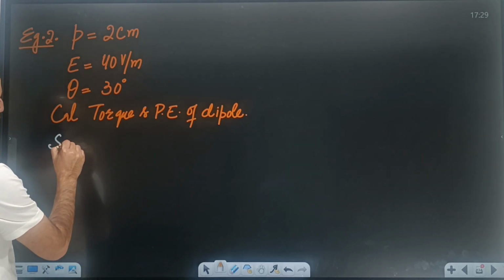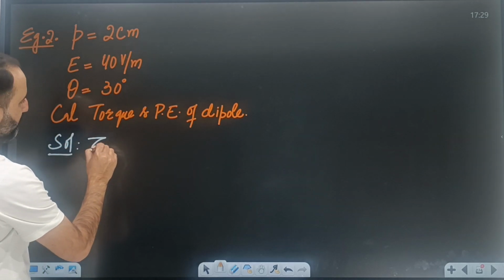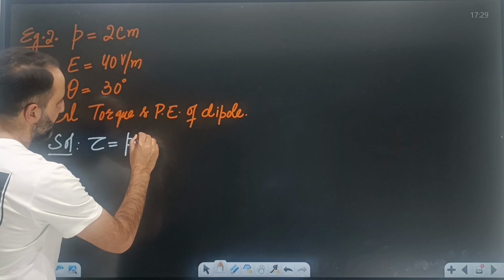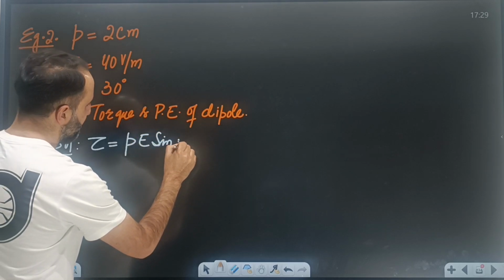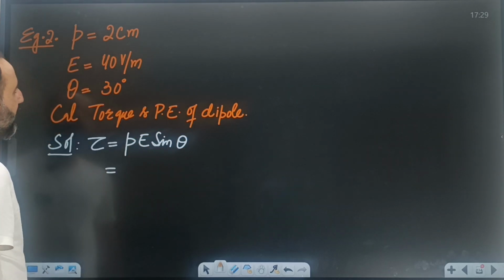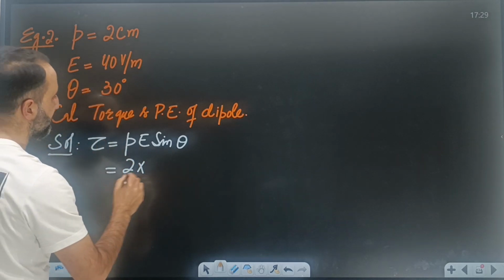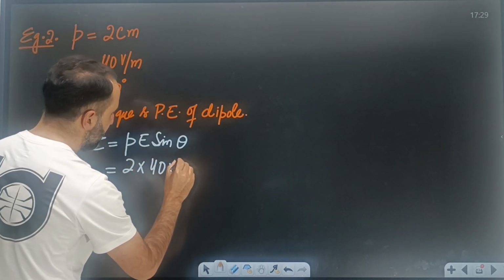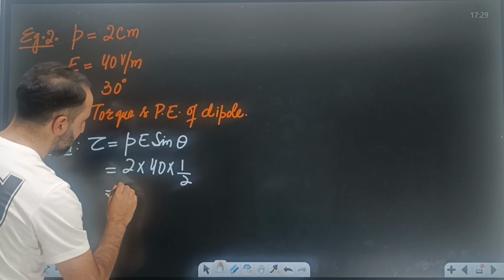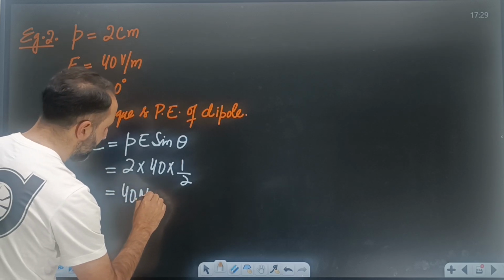हम बताइए बेटा टॉर्क किसके बराबर होता है? What's the magnitude of torque? That's equal to P E sin theta. Easily we can do it. हाँ, dipole moment का वैल्यू क्या है? What's the value of dipole moment? That is 2 multiplied by electric field किसके बराबर? 40 sin 30, that's 1 by 2. इसका जो आंसर आएगा that will be 40 न्यूटन मीटर.